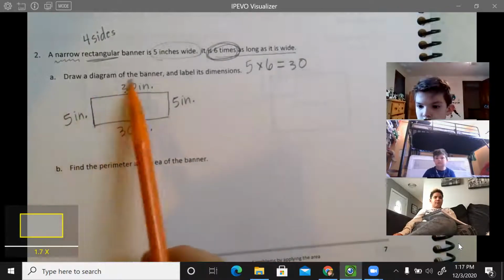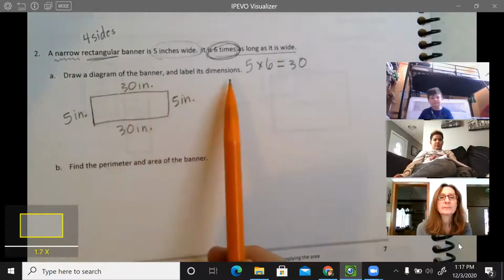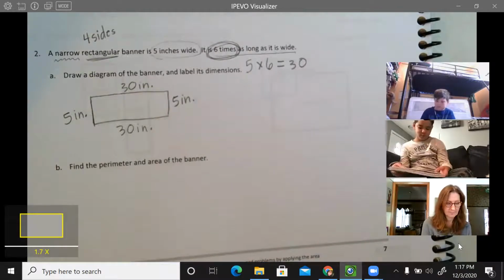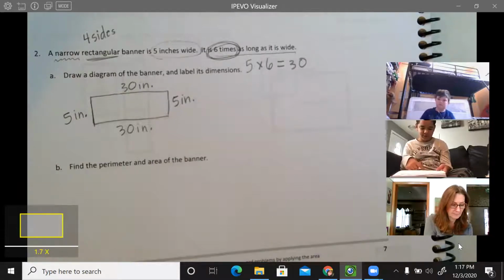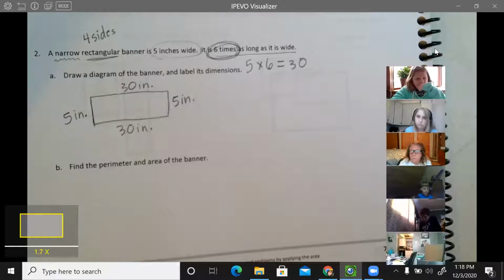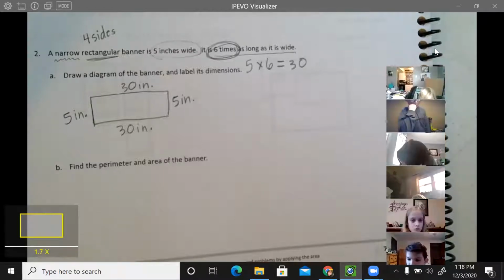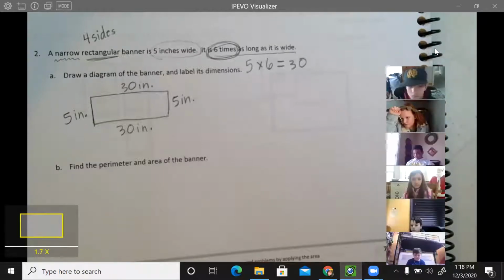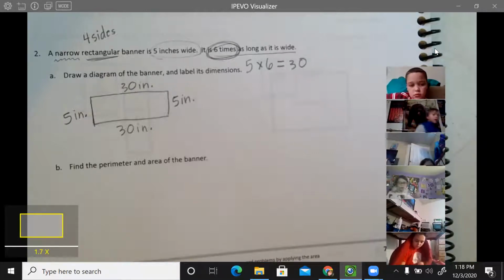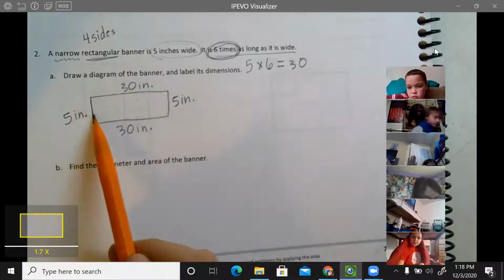We had to draw a diagram of the banner and label its dimensions. So Trace, how wide is my banner? 5 times 6 equals 30. Look at your picture and how wide is my banner? 5 inches. Very good. How long? What's the length of the banner? 6 inches.